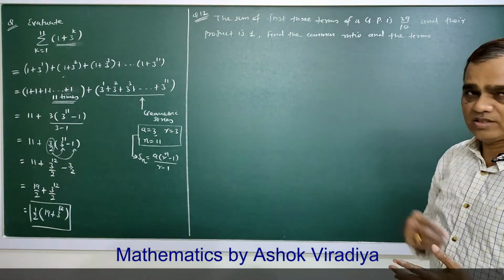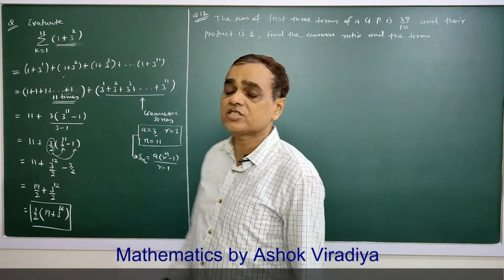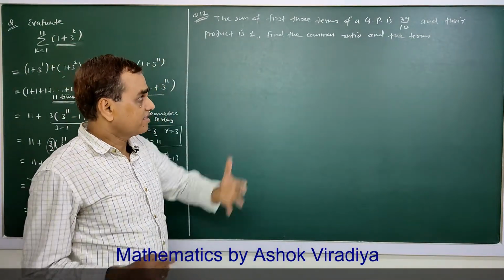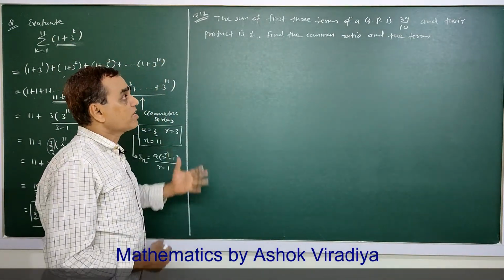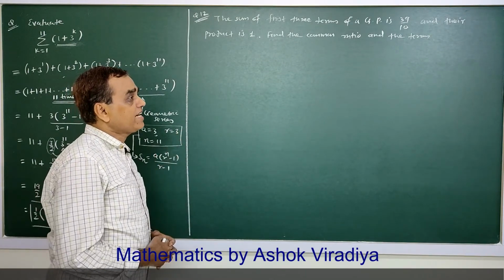Then next question. The sum of the first 3 terms of a GP is 39 by 10 and their product is 1. Find the common ratio and the terms.